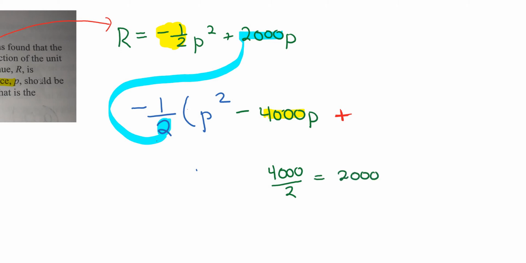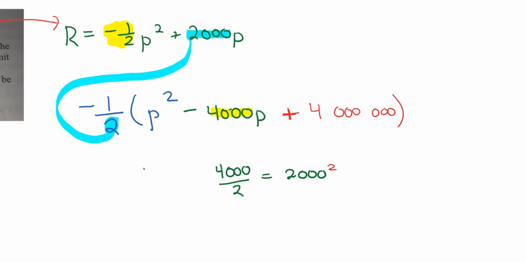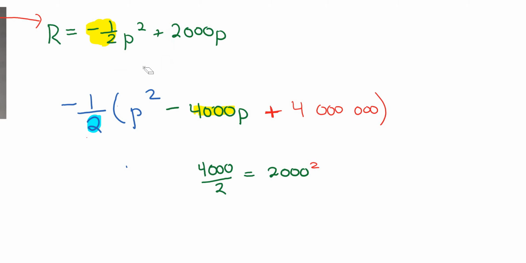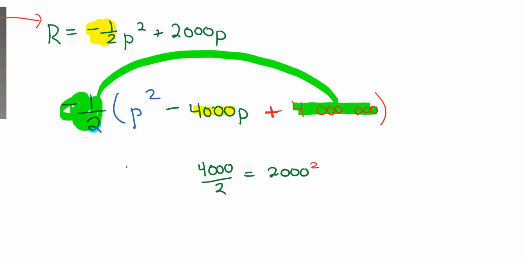And then you take your 2,000 and you need to square it. 2,000 squared is a very big number. It's actually 4 million. So let me put the 4 million here. And then we close the bracket. And after that, what you need to recognize is that when you create this 4 million term here, you need to multiply it with the leading coefficient, which is negative 1/2. So 4 million times negative 1/2, that's really negative 2 million.